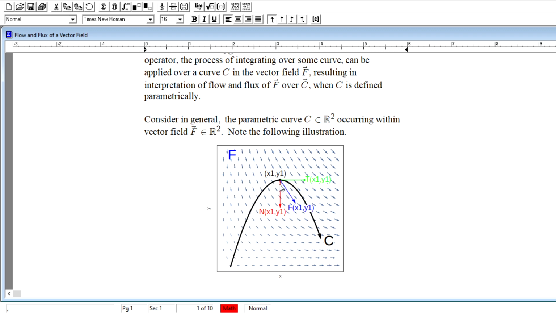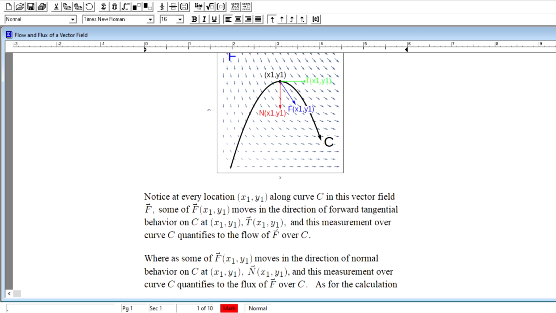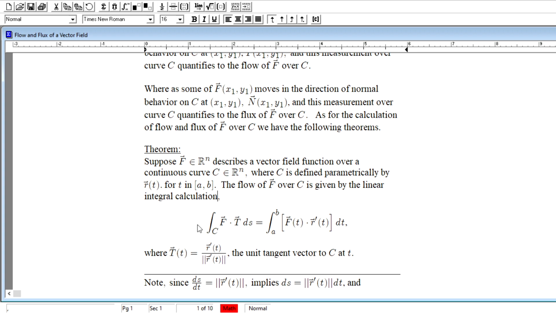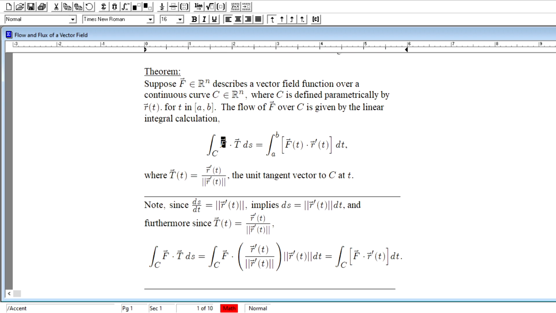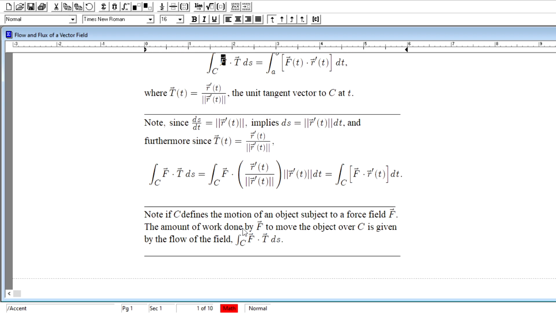If this represents the motion of an object in space over time t, the linear integral given by this calculation here for the dot product of f bar with the unit tangent vector t bar and integrated with respect to arc length yields the work done by the field f bar to move that object. All right? That's one formal interpretation, more specific to the idea of motion.